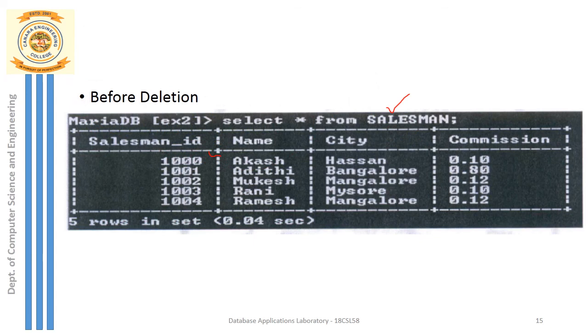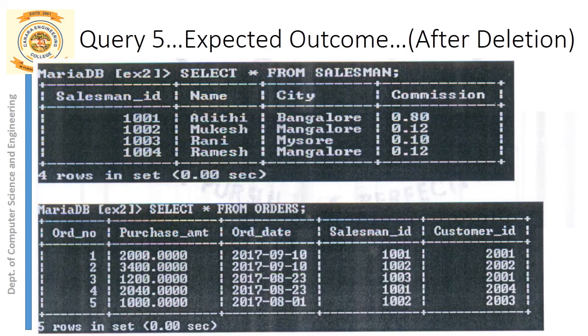You can just see here we have the salesman table before deletion of salesman id 1000. So you can find here 1000 salesman id, it is there. So before deletion, this is the table. Akash is a salesman. You can see here after deletion, first you check the salesman table. So whether the salesman with ID 1000, Akash, is deleted? Yes, he is deleted. So what is reflected there? When you see the orders table, automatically that row should be deleted from the orders table.